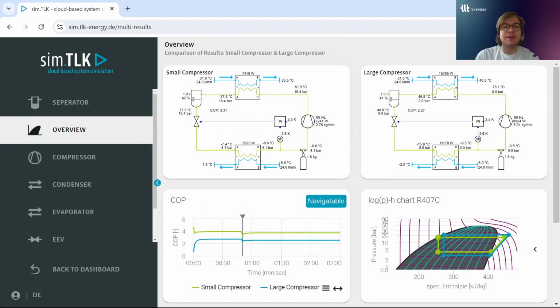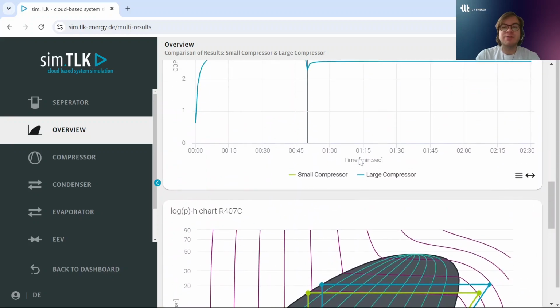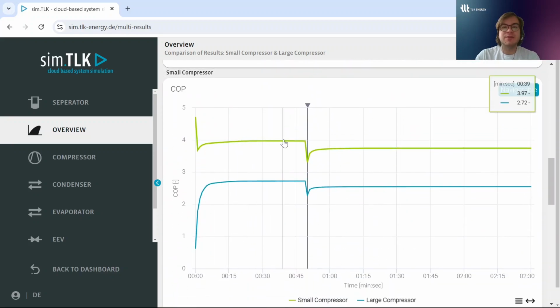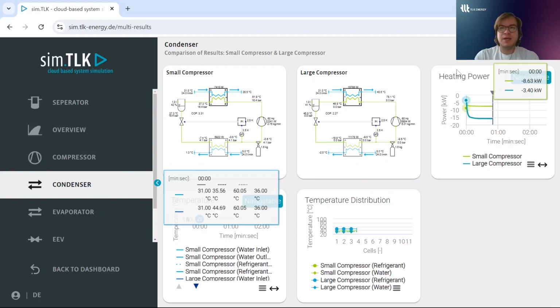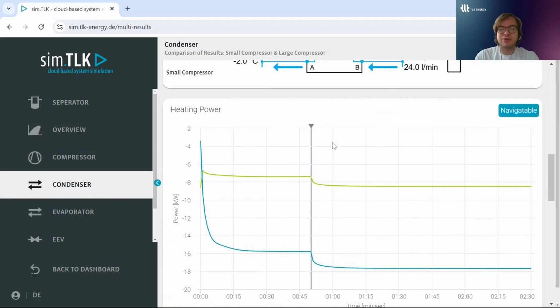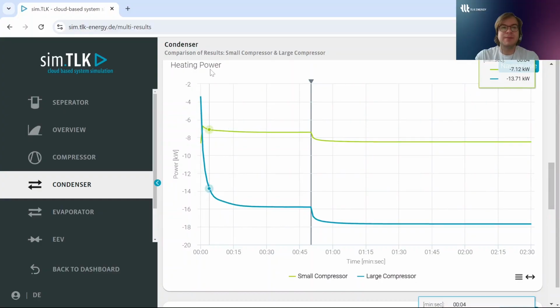Here we can see how we compare the small compressor system to the large compressor system. If we overlay the results of COP, we can see that the COP of the small compressor system is significantly larger than that of the large compressor system, comparing a COP of around 4 to 2.7. And we can see here after the compressor speed change, the COP is still larger for the small compressor system. However, for most engineering decisions, it's not as simple and straightforward, because we see here the heating power of the large compressor system is around a factor of 2 larger than the small compressor system. We can also note that when the compressor speed changes, the increase in heating power is significantly larger for the large compressor system than the small compressor system.